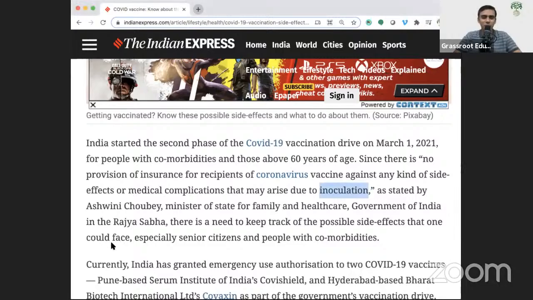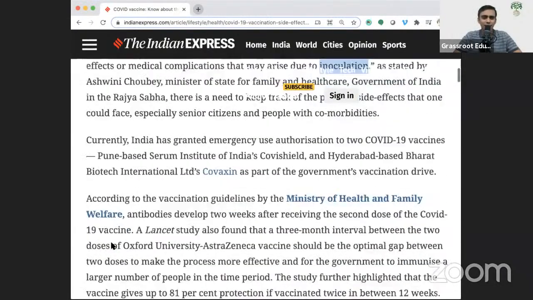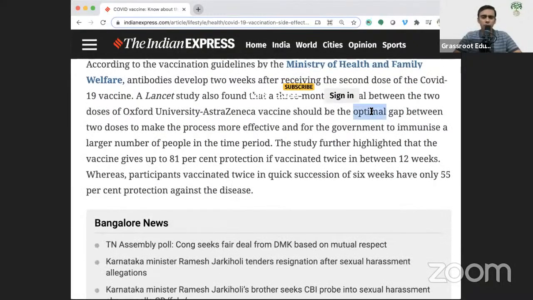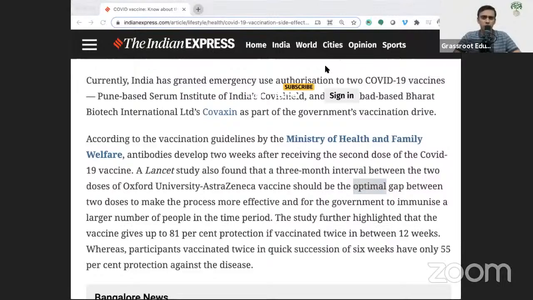Next, let us use optimal. So optimal is neither too less nor too much, the perfect combination. That is called optimal. For example, watching television for 1 hour a day is optimal or optimum. Both are okay. It means that is the best point.